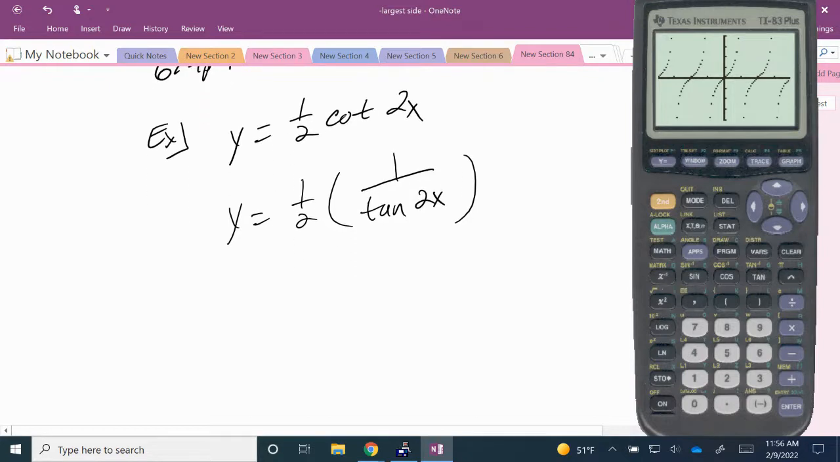And now I'm going to write this out as one fraction, so I'm going to multiply the numerators and multiply the denominators. So I have 1 divided by 2 times the tangent of 2x. I'm going to add a set of parentheses about the denominator, and then we're going to graph.